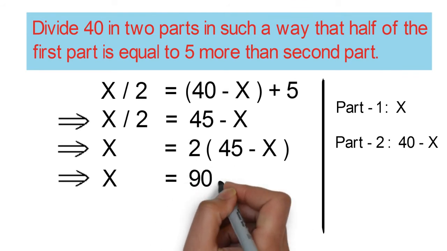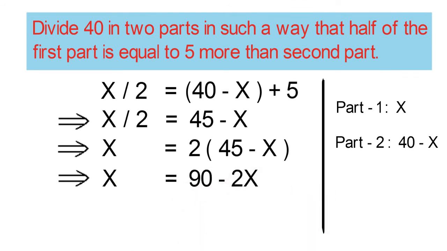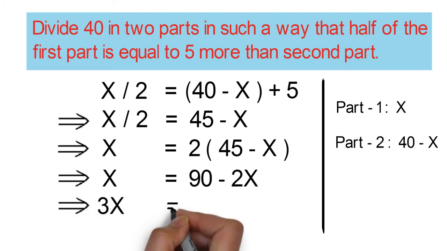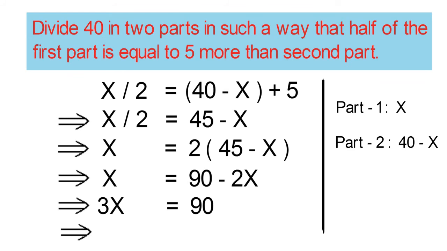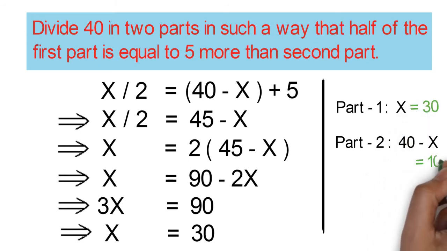Now 2x, which is negative on the right hand side, if I take this to the left hand side, it would be positive. So x plus 2x is 3x. 3x is equal to 90, that means x is equal to 30. So the first part, x is equal to 30. Automatically the second part would be 40 minus x, which means 40 minus 30 is 10.